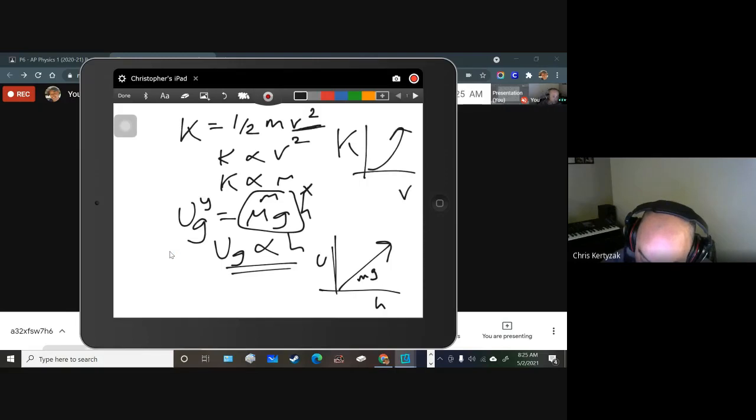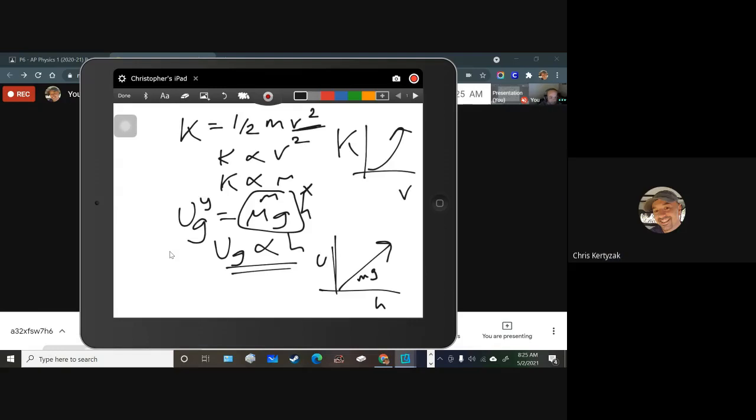Kinetic energy versus, let's say, velocity graph, if they happen to give it, would have to be curved. Why? Because there's a square in the formula. K is proportional to v squared. If they did a k versus m, which they never do, it would be linear because they're proportional, right?